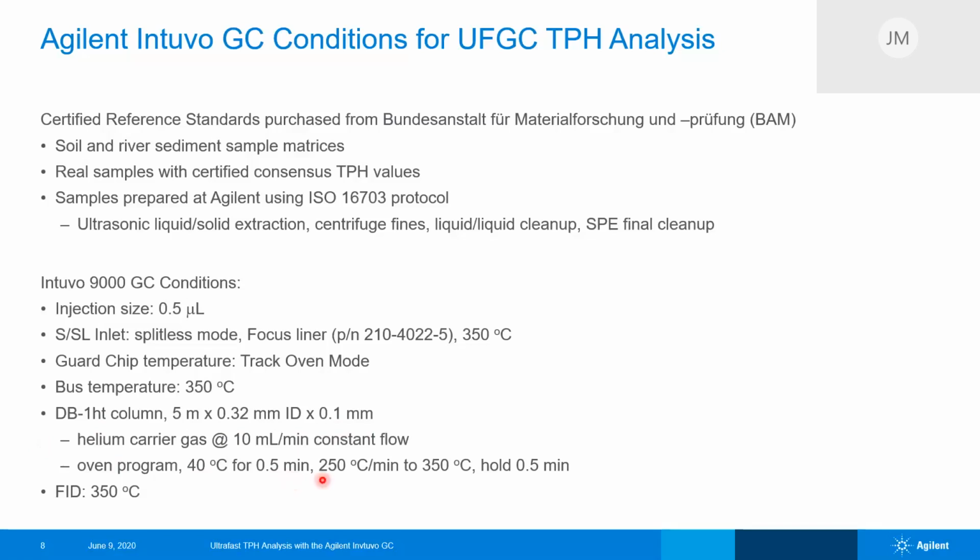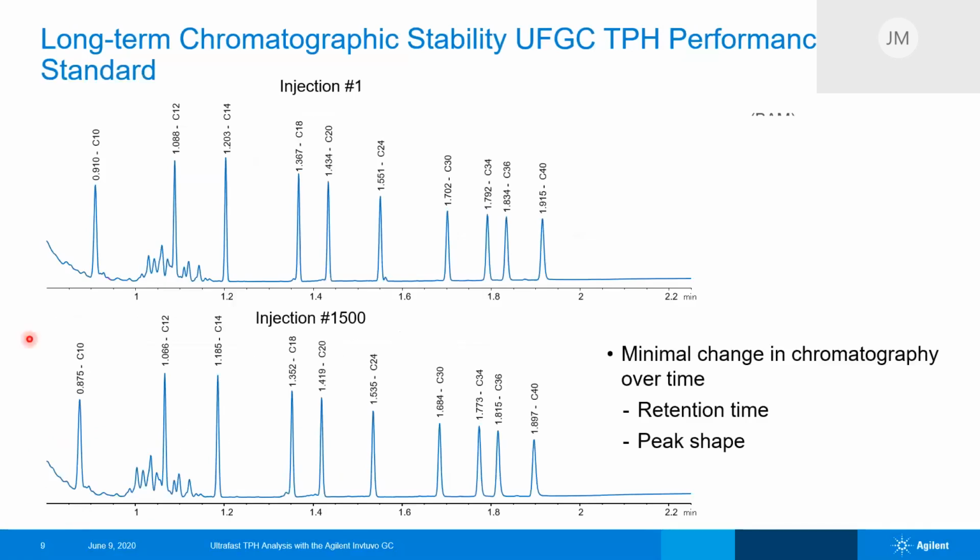And then we're going to rapidly ramp up at 250 degrees a minute, the maximum ramp rate for Intuvo, to 350 degrees to very quickly get that hydrocarbon profile through the column and into the detector. And then we'll hold for half a minute. And finally, the FID temperature is held at 350. So let's take a look at some data now.